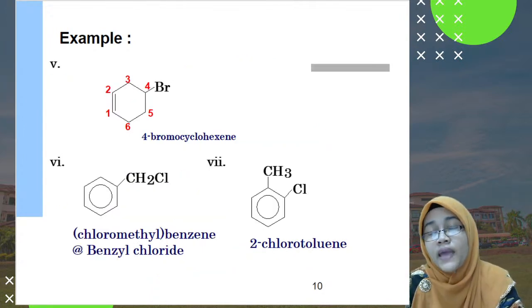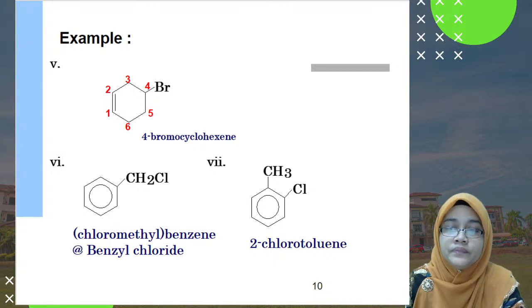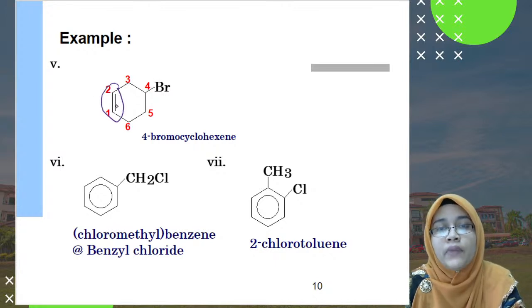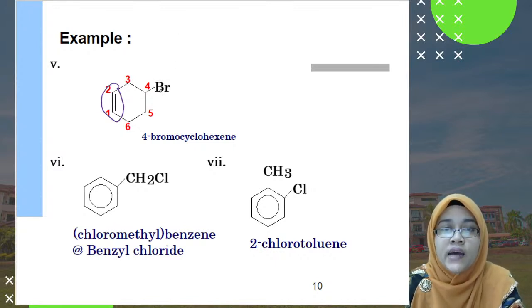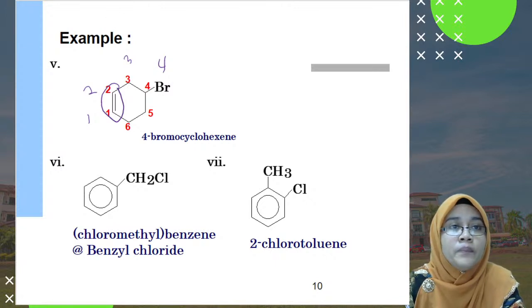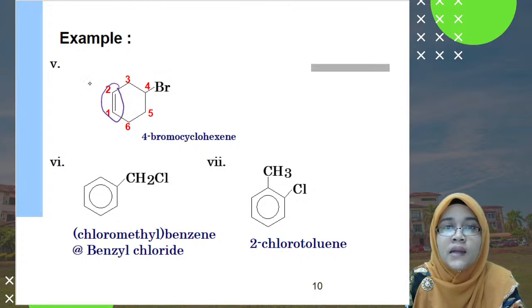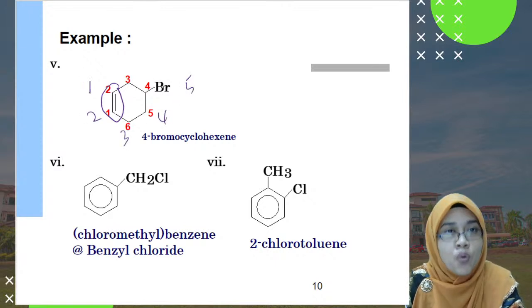Okay, what happens if we have a cyclic compound with a double bond? When we have a cyclic compound with a double bond, we must number 1 and 2 at the carbon-carbon double bond. But here I choose to number 1, 2, 3 and 4 so that my bromo gets number 4. If I choose the other way, for example 1, 2, 3, 4, 5, my bromo gets number 5.